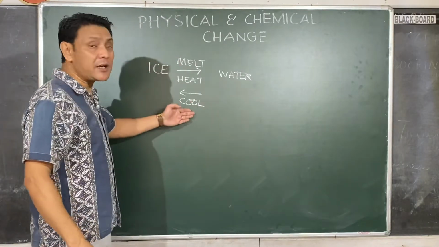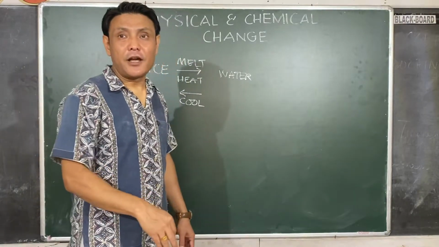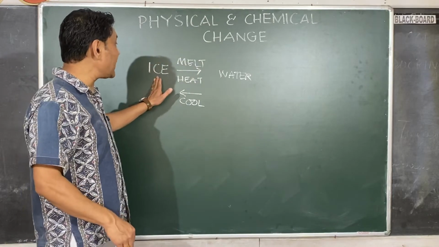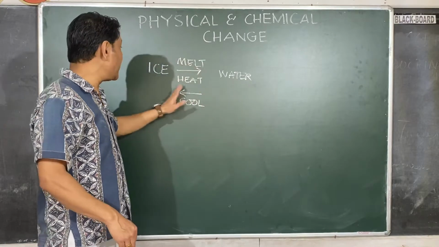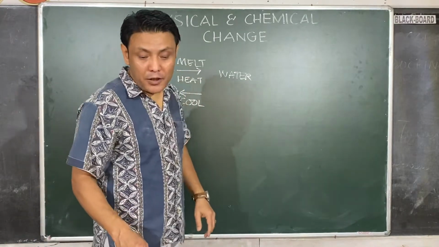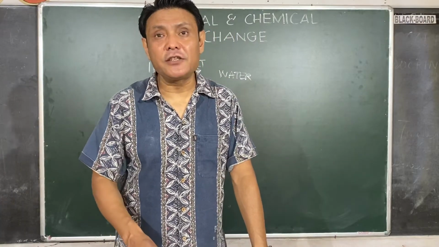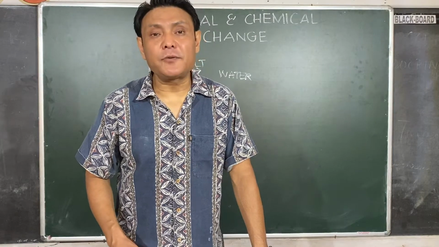So when we reverse the condition, the change also gets reversed. You get back the original substance. When you heat ice, it changes into water, and when you cool water, it changes into ice. So the change can be reversed by reversing the condition, and the change is temporary. It is not a permanent change. No new substance is formed.